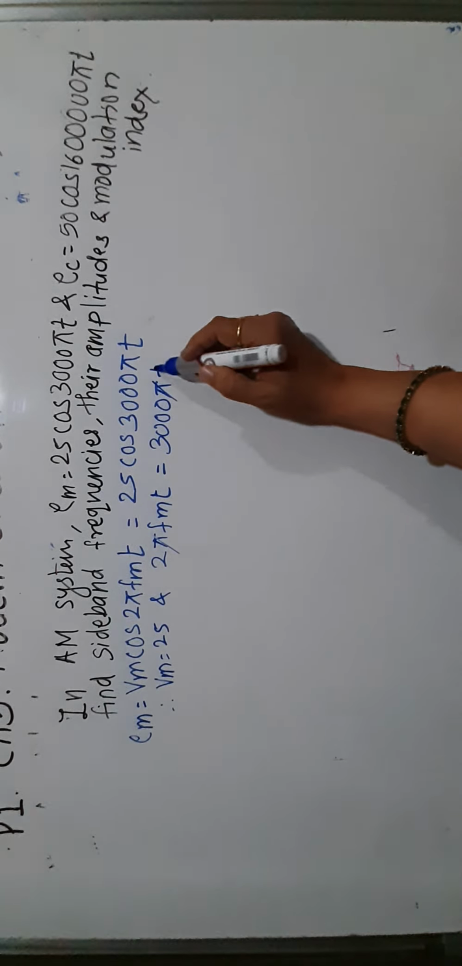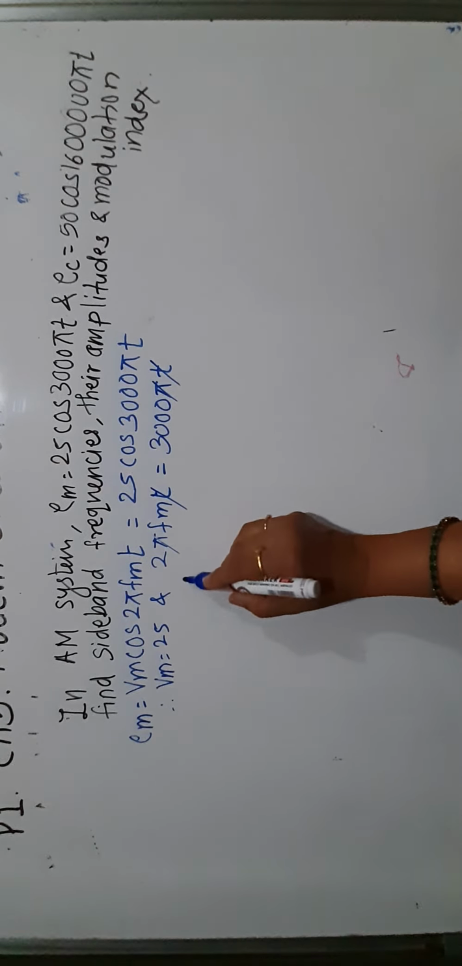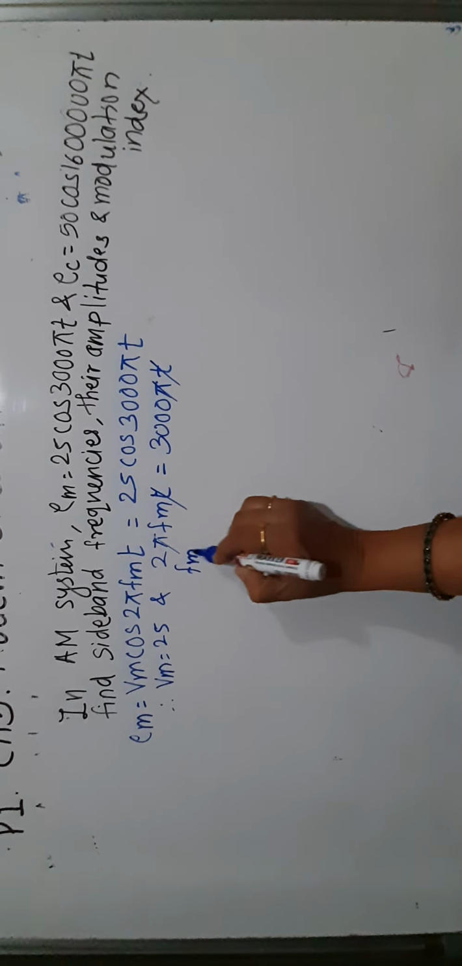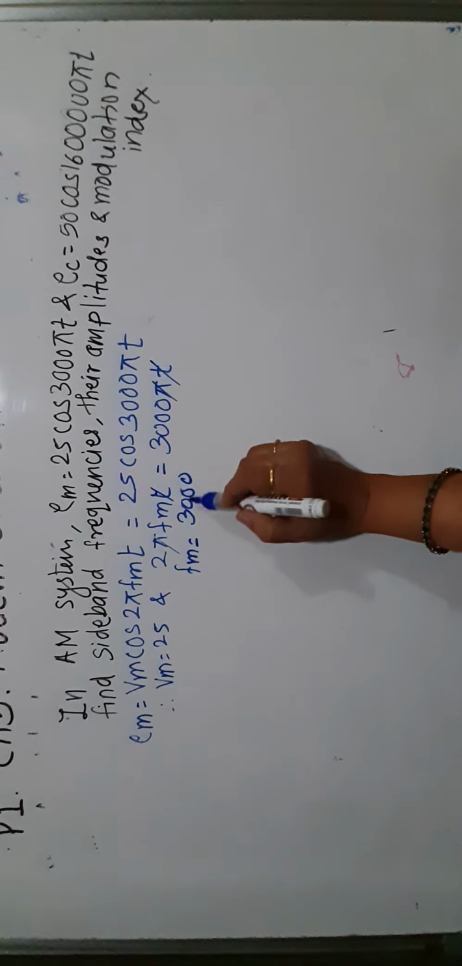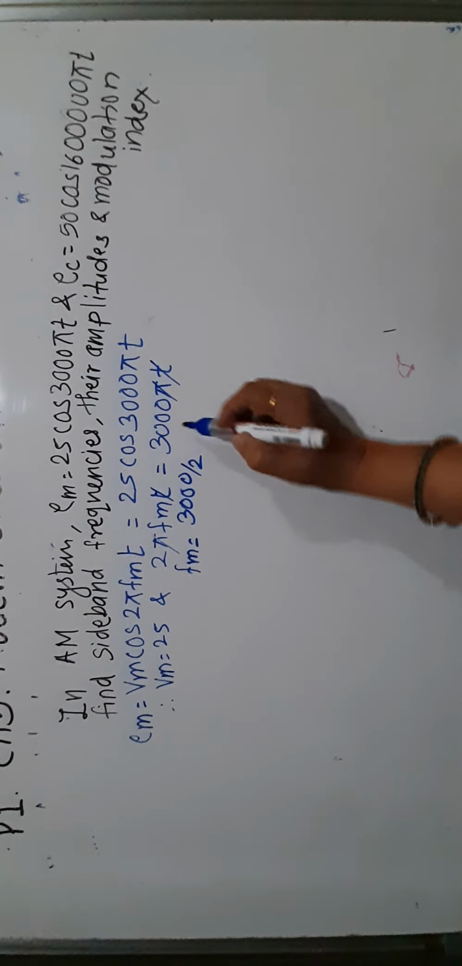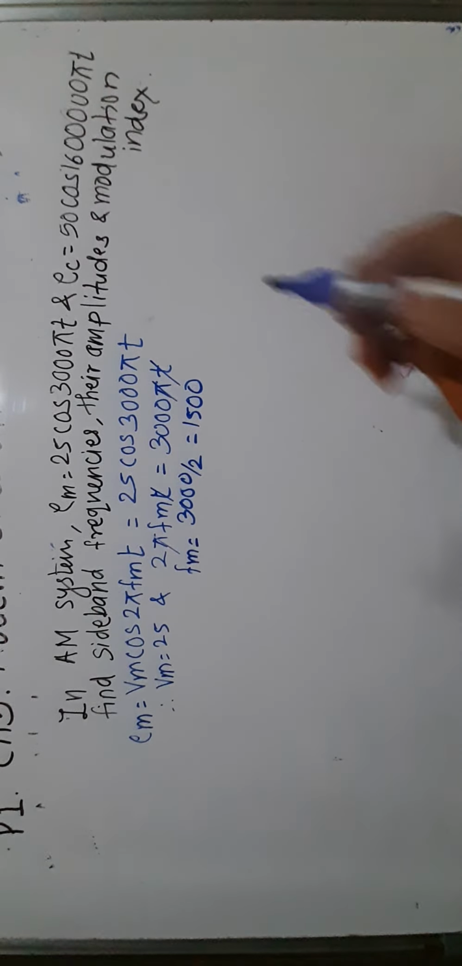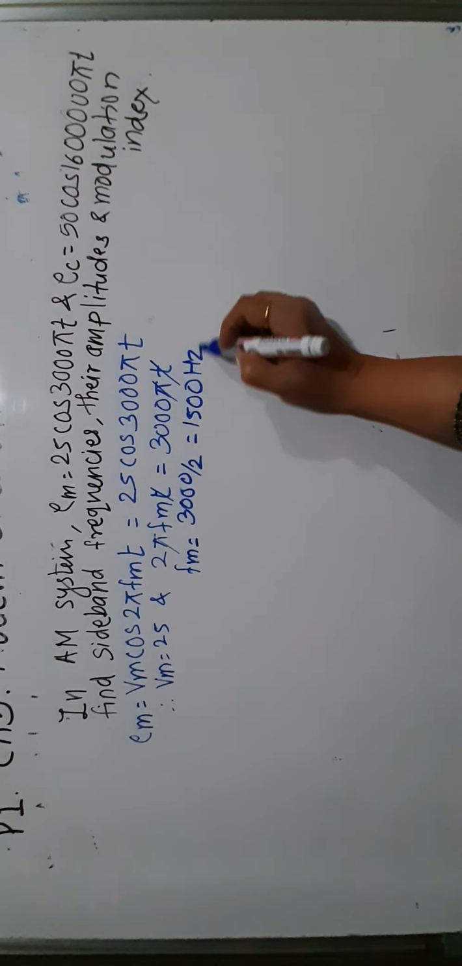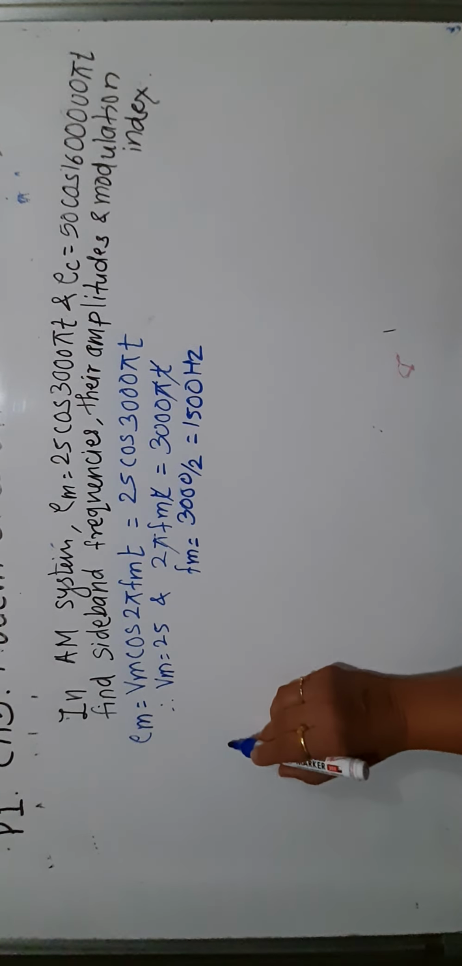Now here pi will get cancelled, t will get cancelled. So here we have 2 FM equal to 3000. So we can say FM equal to 3000 by 2 equal to 1500 Hertz.